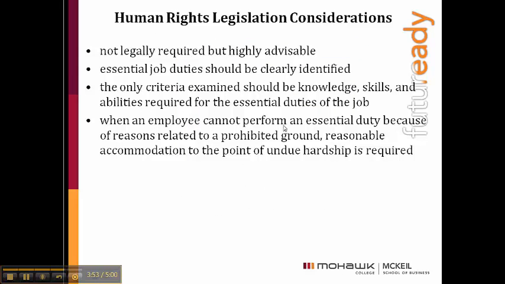When an employee can't perform an essential duty of that job, okay, because maybe it's on a prohibited ground or for a good reason, you need to make sure that you make a reasonable accommodation, but not to the point that it's going to cause the employer any undue hardship. Okay, so maybe there's something an employee can't do.